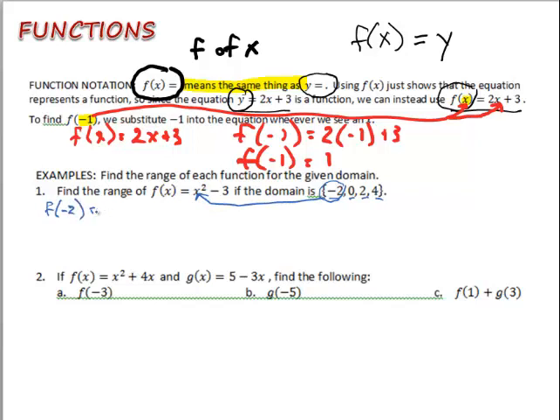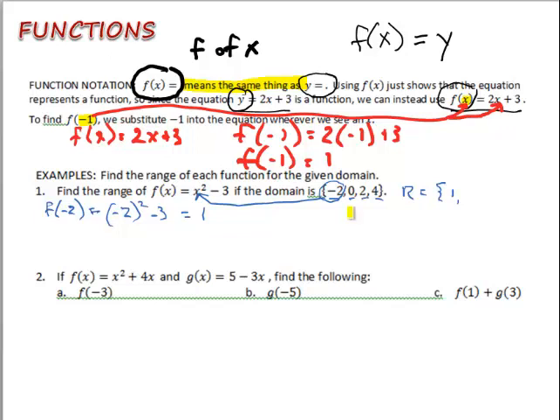That's going to equal negative 2. Make sure when we write this we put them in parentheses. Negative 2 squared minus 3. Now negative 2 squared just means negative 2 times negative 2, which is 4. 4 minus 3 is 1. So that's going to be my range value. So my range, my first one, is going to be 1.